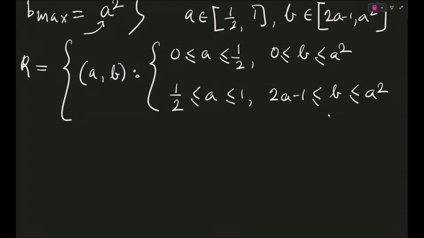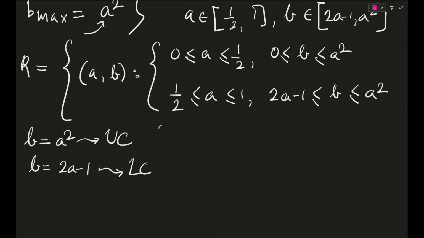Okay. So what we can tell from here is b equal to a square, which resembles y equal to x square, is the upper curve, and b is equal to 2a minus 1, resembling y is equal to 2x minus 1, is the lower curve. Okay, this would help us in finding out the area. So we have to find out the area of the region R, which I don't think is a difficult task right now.